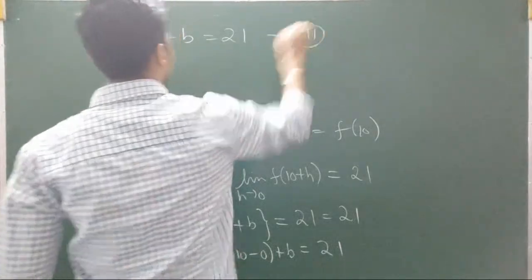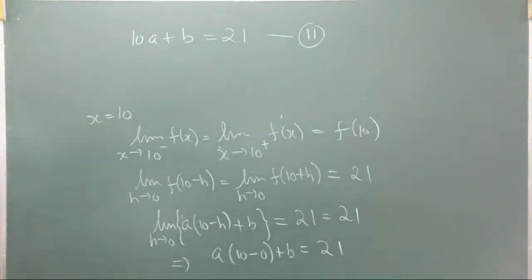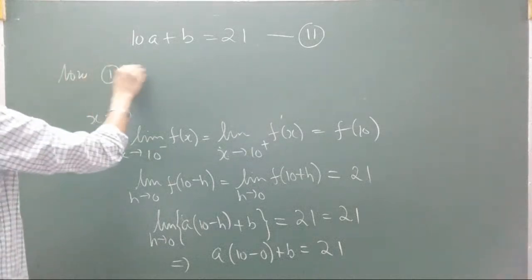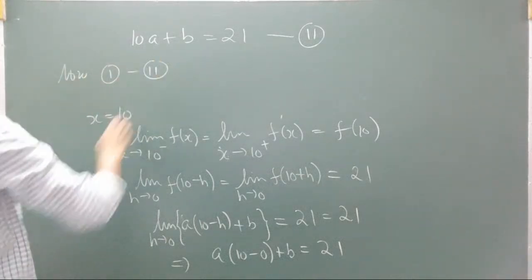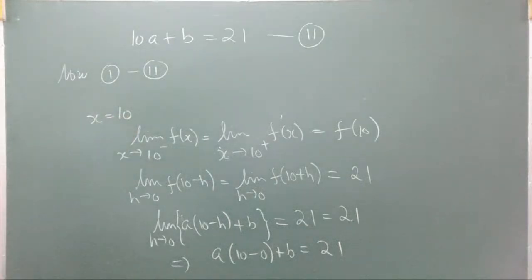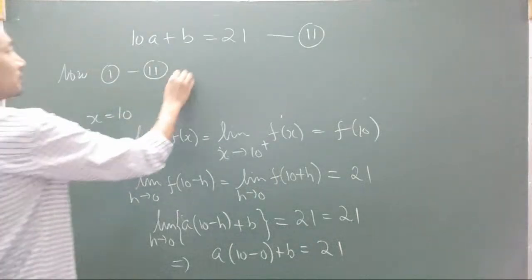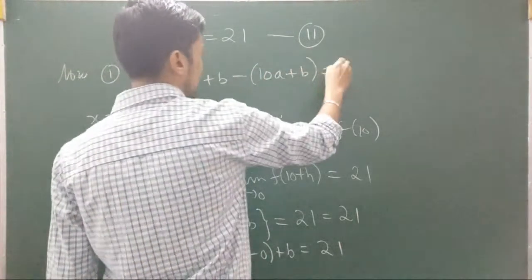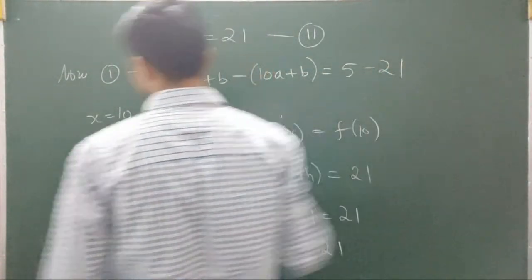That's our second equation. So now if you compare equation 1 and 2, we'll take the help of those and then we'll start solving. Let's just subtract equation 1 and 2. What was our equation 1? Equation 1 was 2a plus b, minus equation 2, 10a plus b, is equal to 5 minus 21.